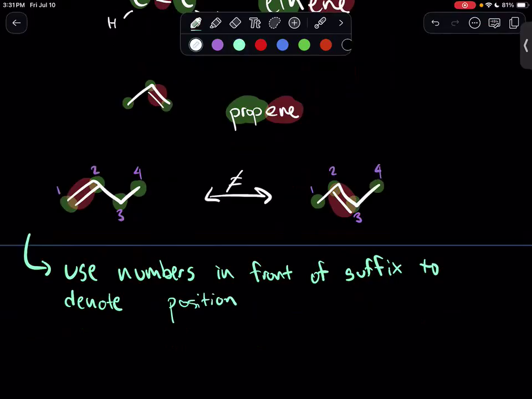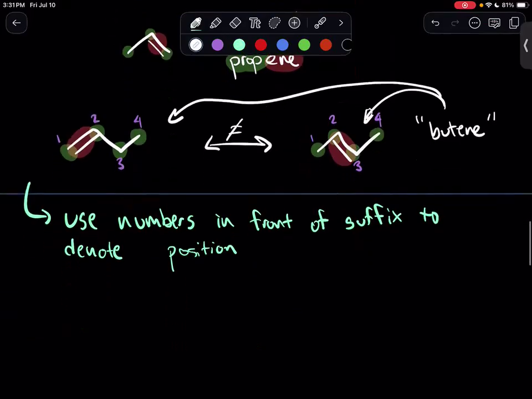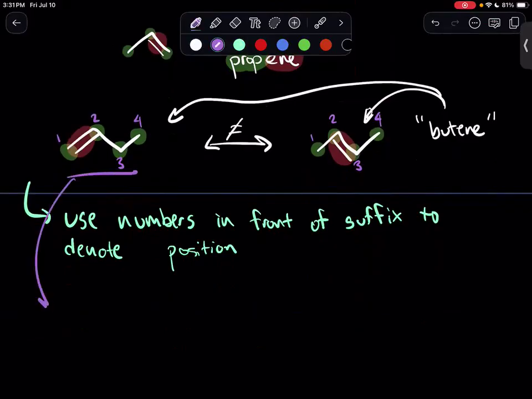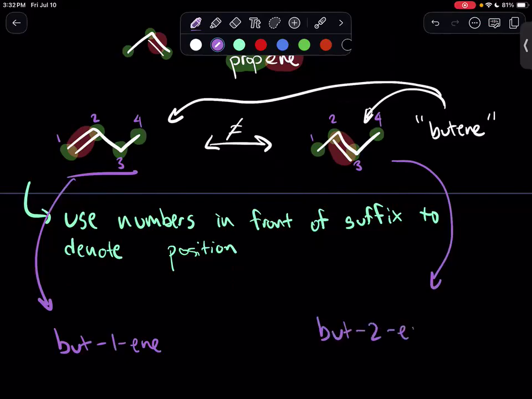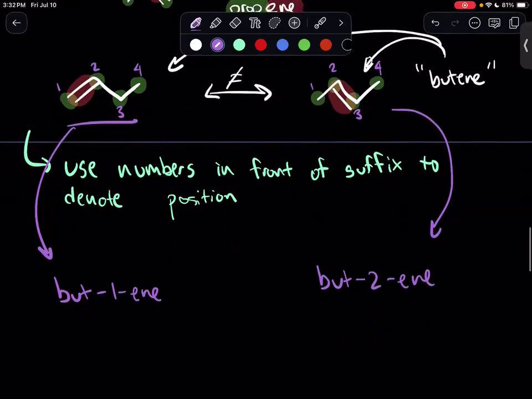So while these might both be butene, and that can reference that one or this one, they're not the same. So we have to kind of change this up. What happens is this first one becomes but-1-ene, denoting between the first and second carbon. This one becomes but-2-ene, denoting between the second and third carbon.